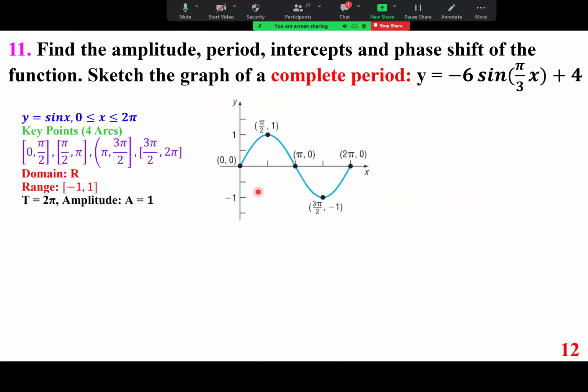Remember, a complete cycle for a basic sine function is that, and there are four arcs. This is one between 0 and pi over 2. This is the second one between pi over 2 and pi. This is the third one between pi and 3 pi over 2.